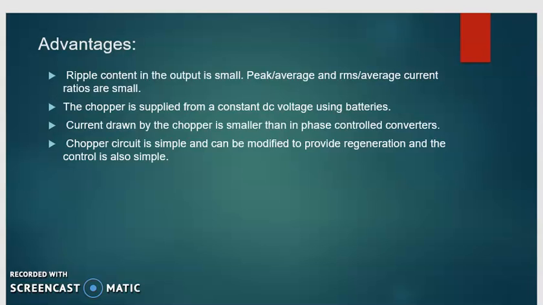Ripple content in the output is small. Peak and RMS current ratios are small. This decreases the harmonic heating of the motor. The chopper is supplied from a constant DC voltage using batteries. This eradicates the power factor problem from the circuit. Current drawn by the chopper is smaller than in phase control converters. The chopper circuit is simple and can be modified to provide regeneration, and the control is also simple.